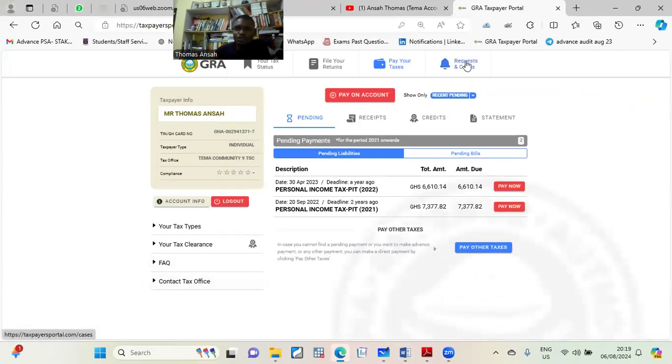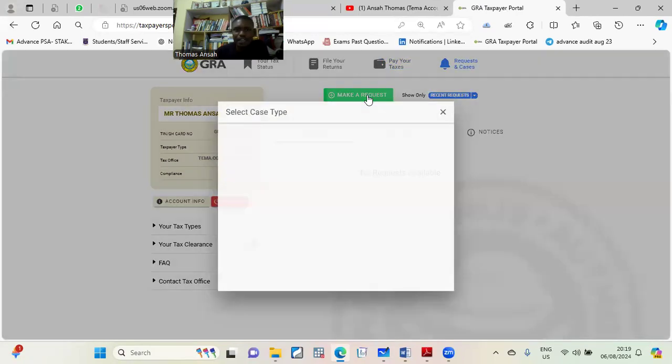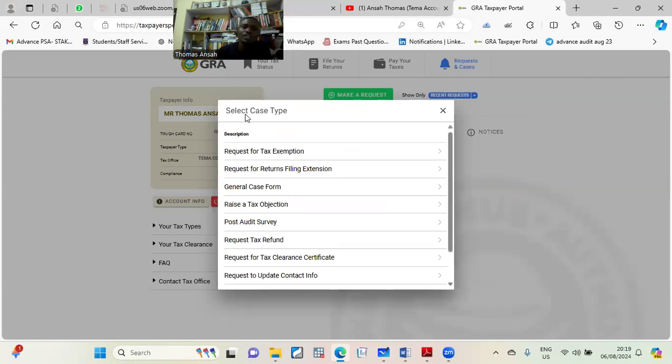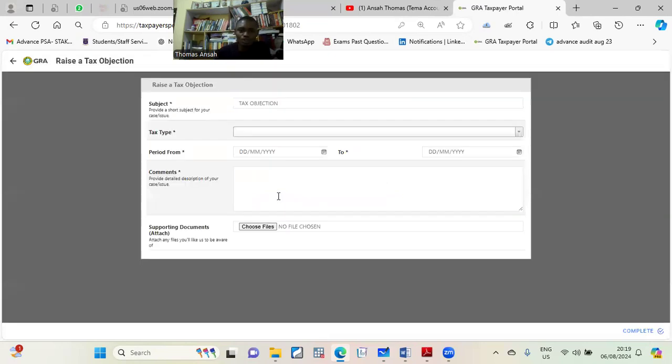You come here and you do request and cases. Make a request. This is where you put it. Have you seen it? So request and cases. Make a request. So here you put in the case type. Request for extension, request for filing, extension, general case form, raise a tax objection. Have you seen that? So this is where you do it.